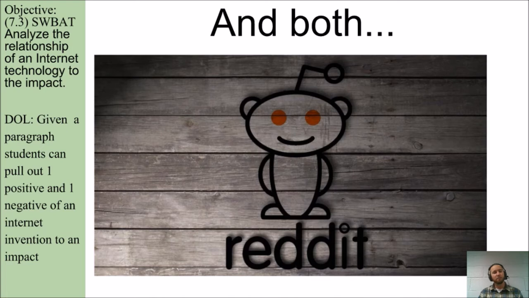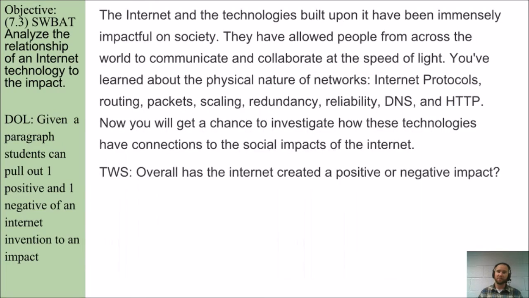Okay, and then there's examples of both. Reddit would be the quintessential both good and bad of the internet. You can find them there. It says here the internet and technologies built upon it have been immensely impactful in society. They have allowed people from across the world to communicate and collaborate at the speed of light.